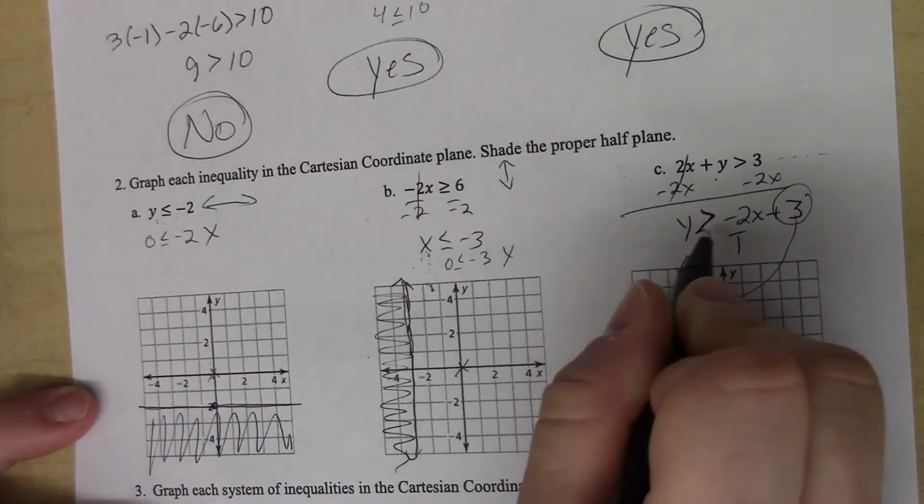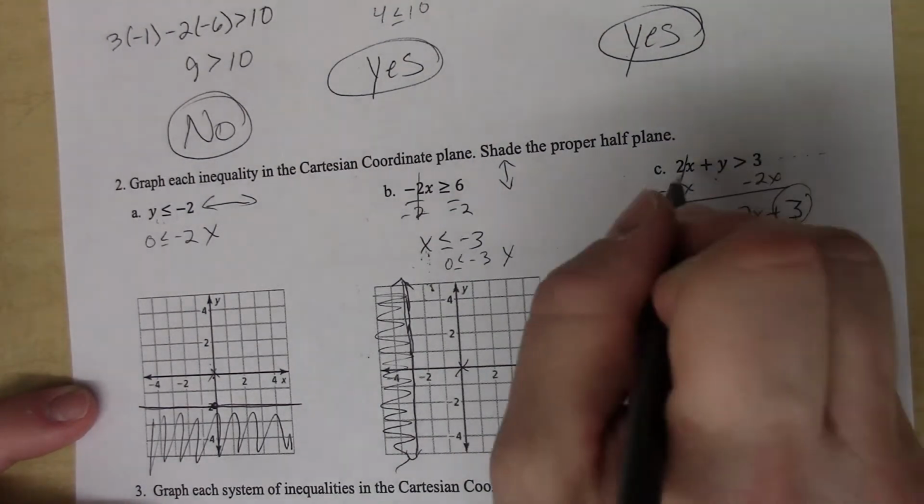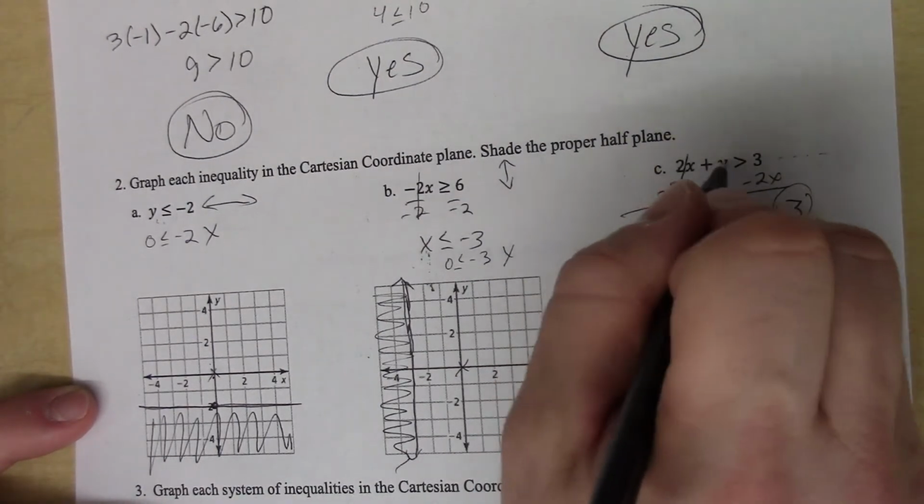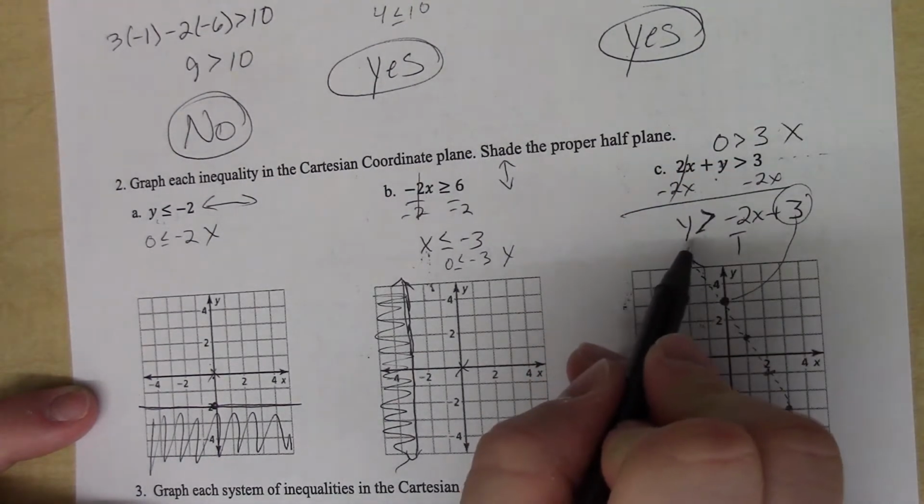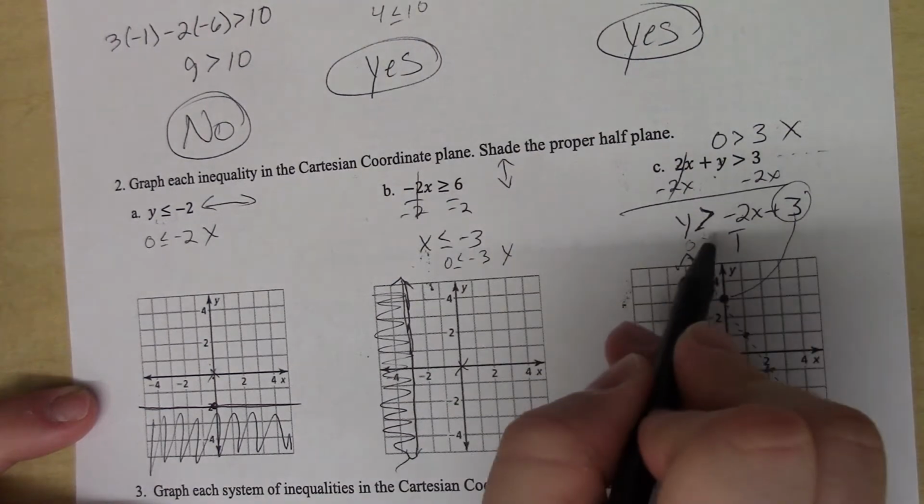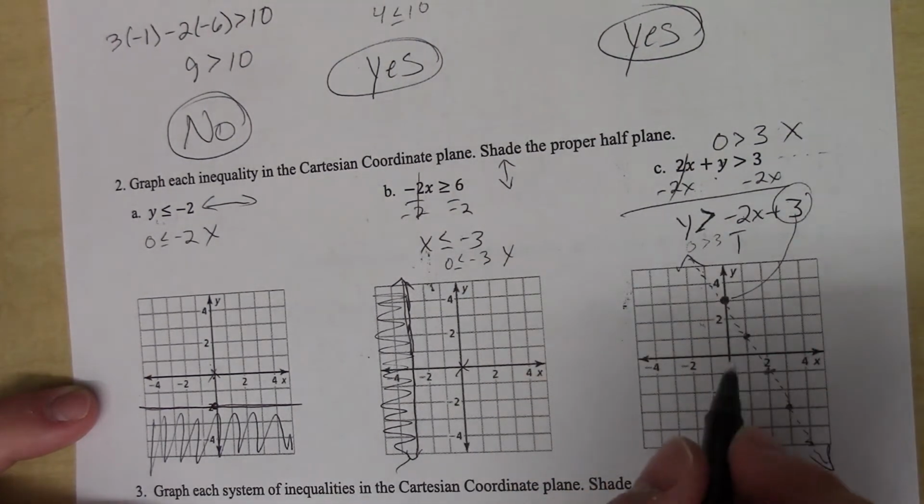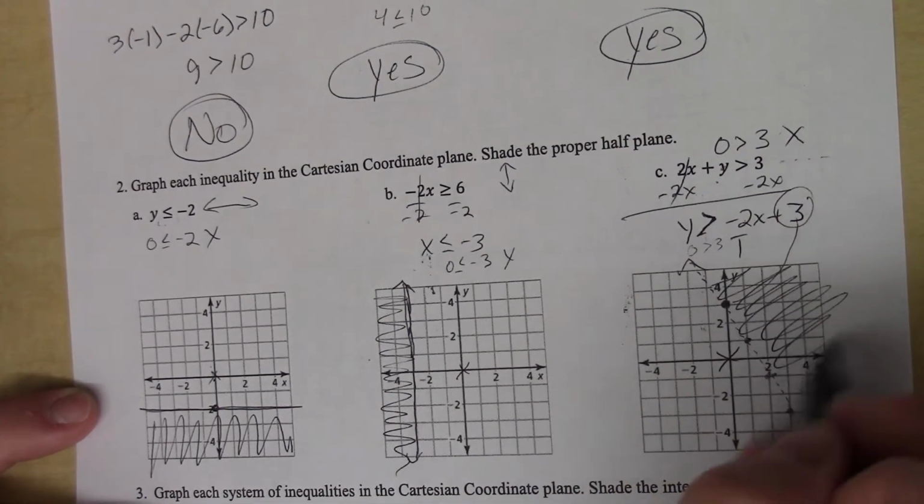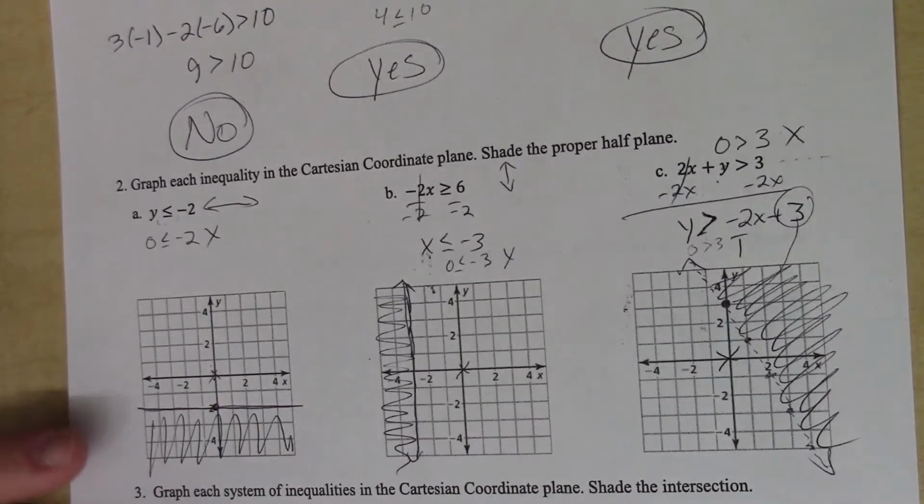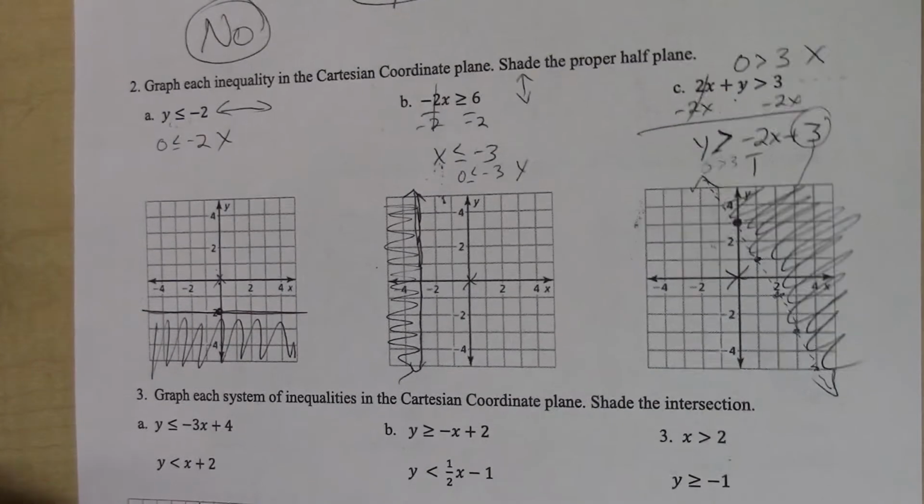Again, because there's no equal sign attached to this. And I'm going to test 0, 0. Now I could plug it in here and get 0 plus 0 is greater than 3, and see that's not true. Or I could even plug it in here. 0 is greater than 0 plus 3, which is 3. I get the same answer. Either way, it's false, which means this is a no, so I shade away like so. Okay? All right. Hopefully that's resonating a little bit.